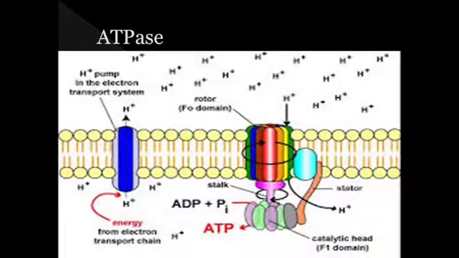This is the structure of ATPase nicely embedded inside the cytoplasmic membrane, where we can see that the entry of hydrogen ions will move the motor or the rotor of the ATPase, and as a result there will be binding of ADP with Pi, producing an ATP molecule.